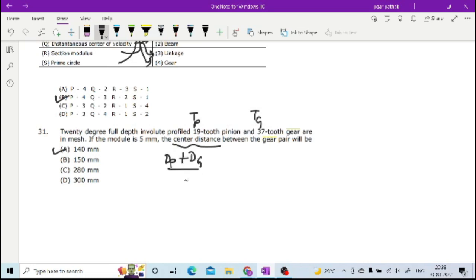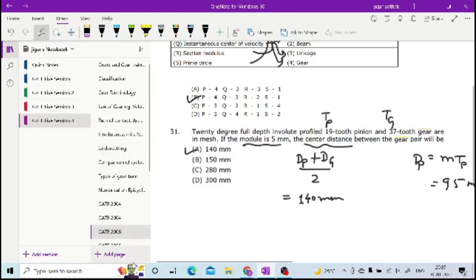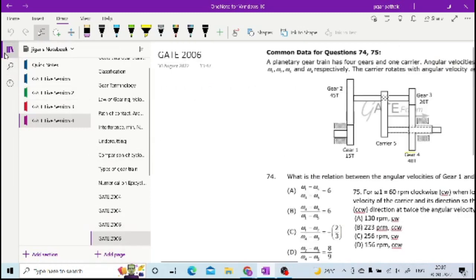Center distance is (dp plus dg) by 2, where dp is nothing but m into tp and dg is nothing but m into tg. So you are provided the module m. So dp will come 5 into 19, that is 95, and dg will come 5 into 37, that is 185 mm. So when you put (dp plus dg) by 2, you will find it as 140 mm. So it is also a simple one. Now let us go to the next one.